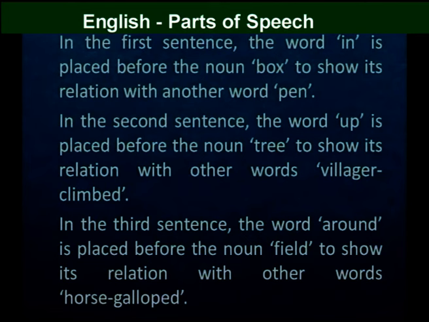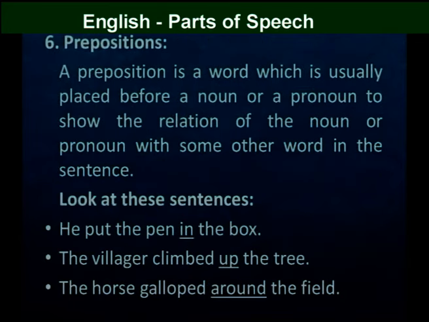Similarly, in the third sentence, the word around is placed before the noun field to show its relation between the horse galloped and the field. So, around the field, who did gallop? The horse. Horse galloped. Where? Around the field. So, around is the preposition used before the noun field and establishes its relationship with other words in the sentence like horse galloped.